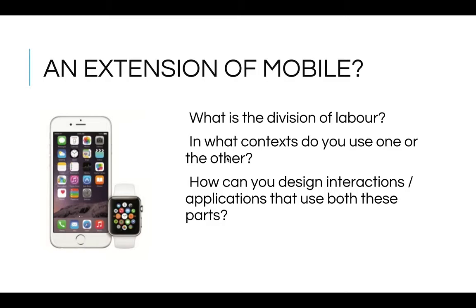And we'll talk about that in a minute, but generally I'm seeing that something has changed. And so from one step down the line, how do you design interactions that use both of these parts, right? How do you allow people to seamlessly switch between using a smartwatch and using a smartphone when very clearly they've got different purposes?